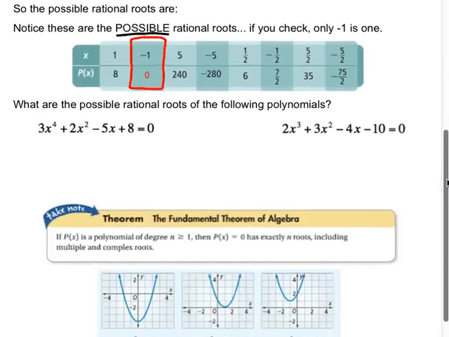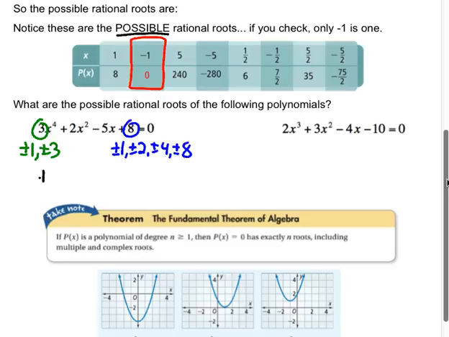So, if I want to know the possible rational roots of these following polynomials, the first thing I need to do is find out their factors. So here, 1 and 3 are the only thing that divide 3. And here with the 8, 1, 2, 4, and 8. So you need to list out those factors, and now you need to make your list, dividing all of those factors of 8 by all of those factors of 3.